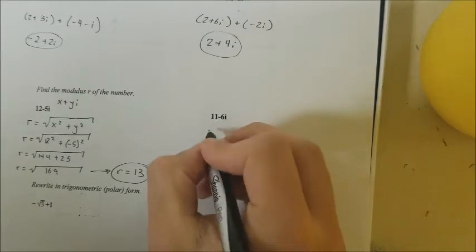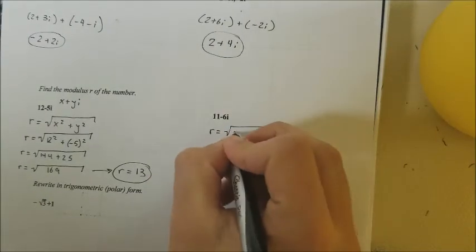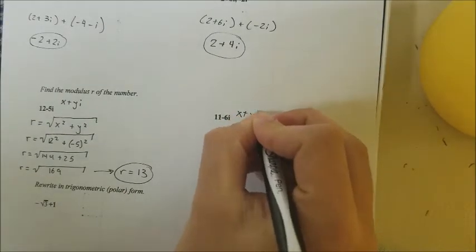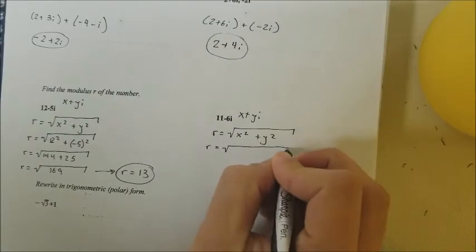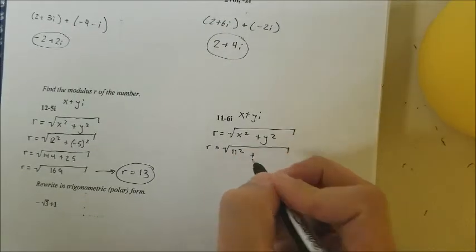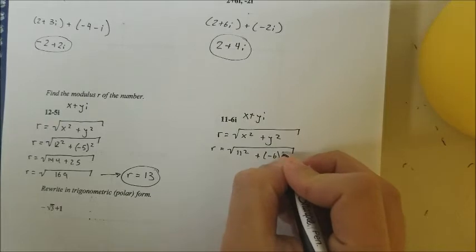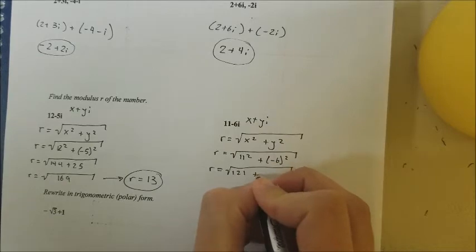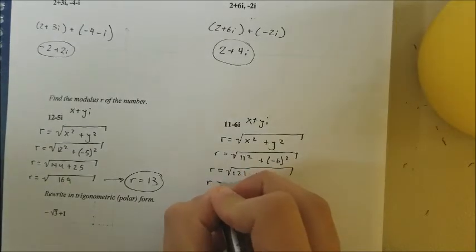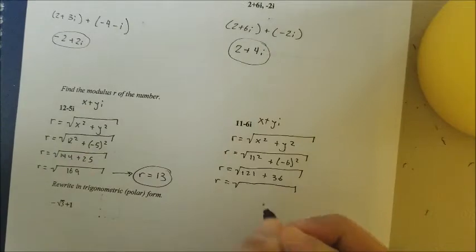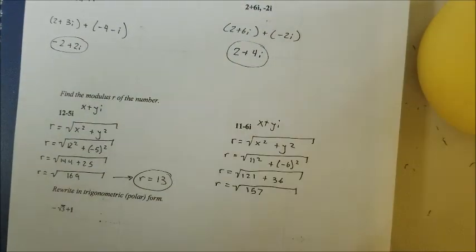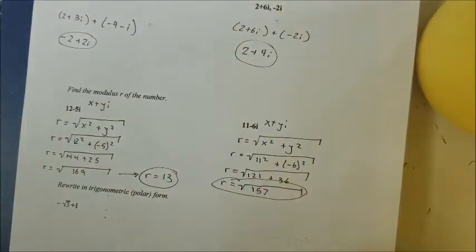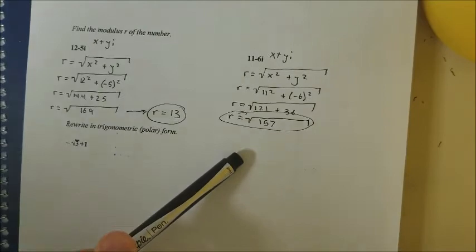So for this one, same thing. r equals the square root of x squared plus y squared. And since it's x plus yi, we have r equals the square root of 11 squared plus -6 squared. r equals the square root of 121 plus 36. 121 plus 36 equals 157. And if you could simplify from there, but you can't, so that's your answer. I think 157 is a prime number.